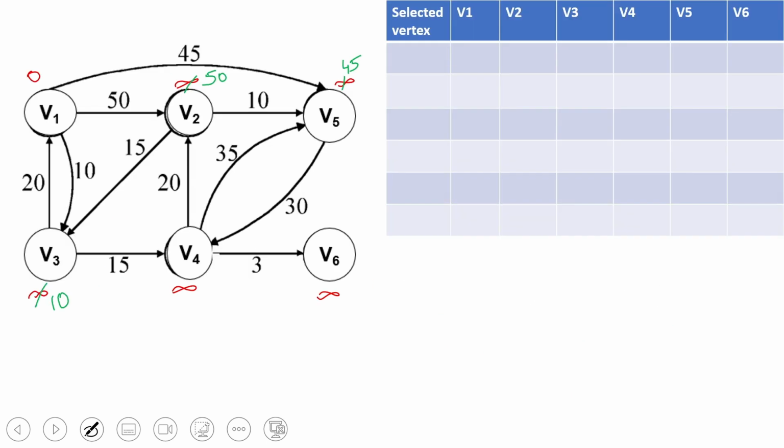So up to here it's done. So v1 is already a visited node. Now let's keep all these values in tabular form. This is obviously easy after doing all that.